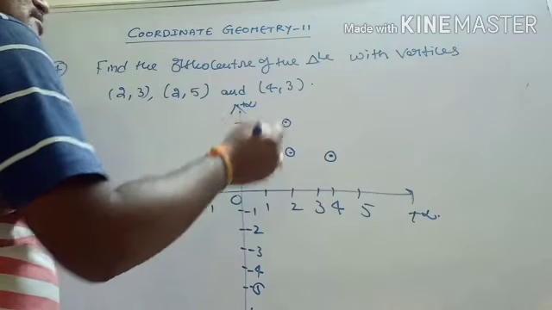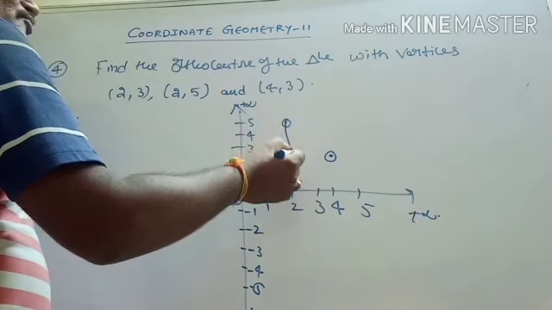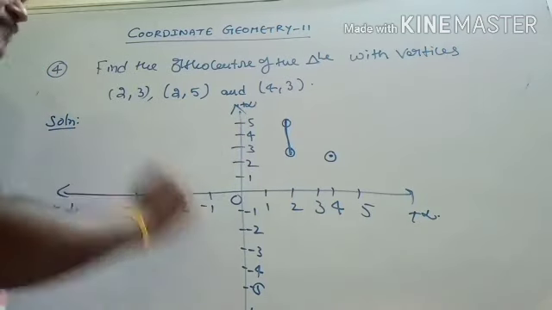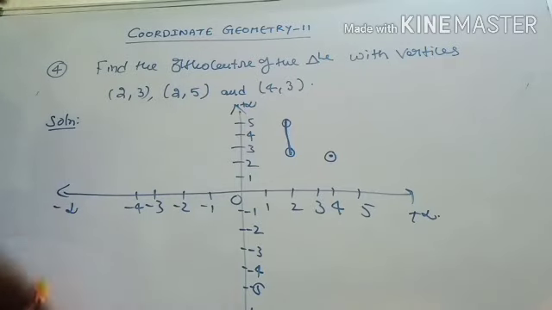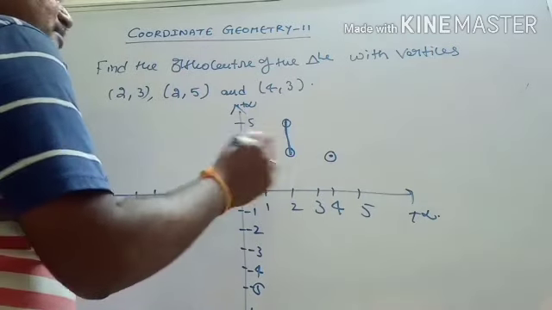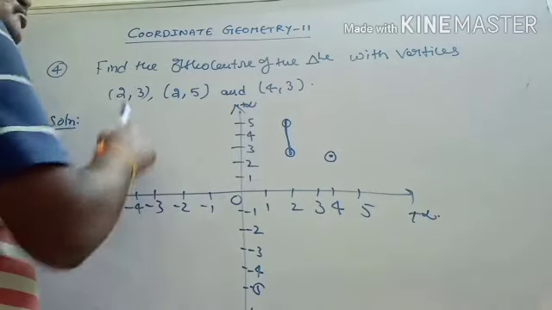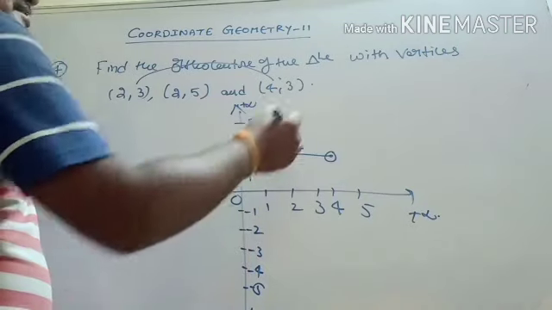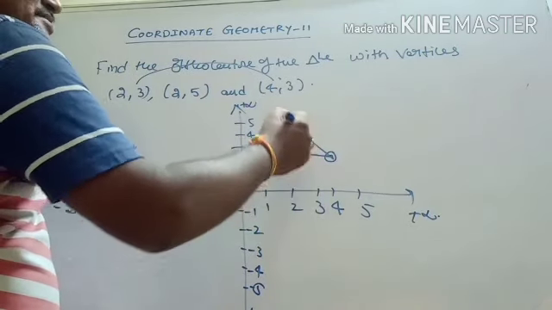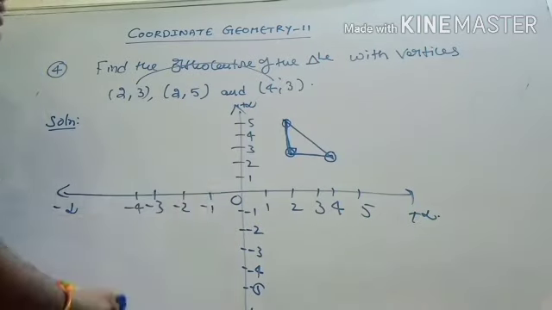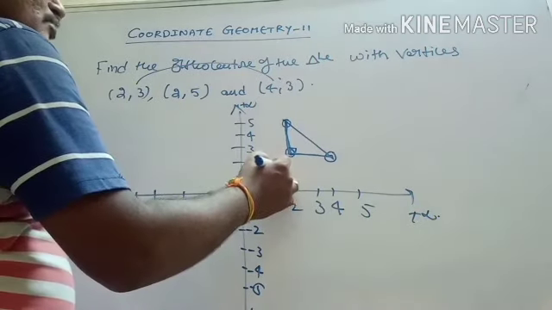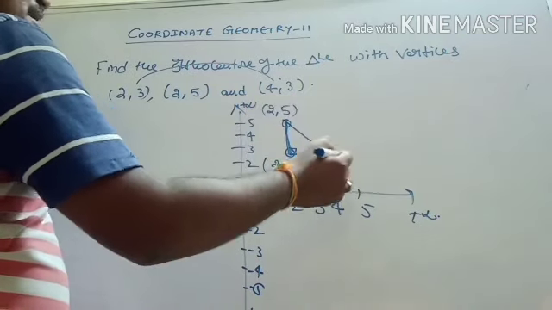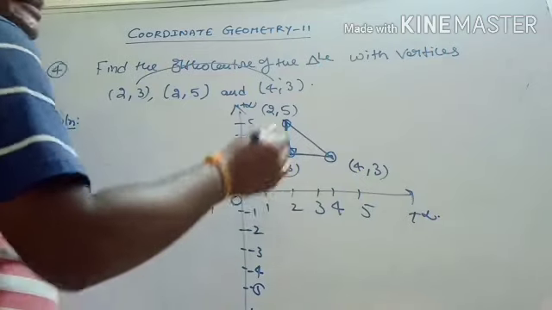You can say that 2 comma 3, 2 comma 5 is a vertical line, because here the x coordinate is the same, which means it is parallel to the y-axis, right? And here the y coordinate is the same for 2, 3 and 4, 3. Therefore it is a horizontal line, and this is a vertical line, and it is a right angle now. Okay, now we have this is 2 comma 3, 2 comma 5, and this is 4 comma 3, and it is a right angle triangle.